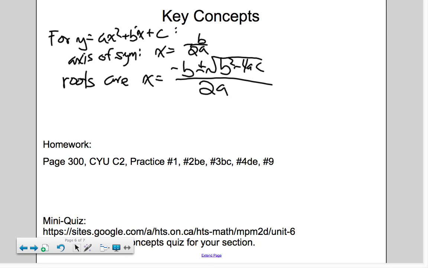So homework: cover your page 300, communicate your understanding. Question number 2, practice number 1, 2BE, 3BC, 4DE, and number 9.